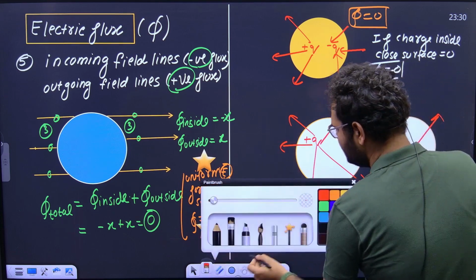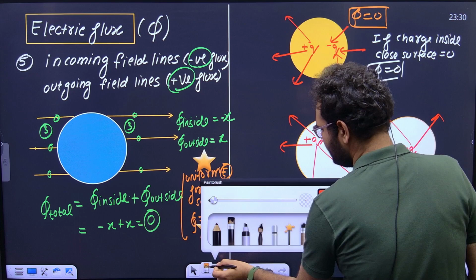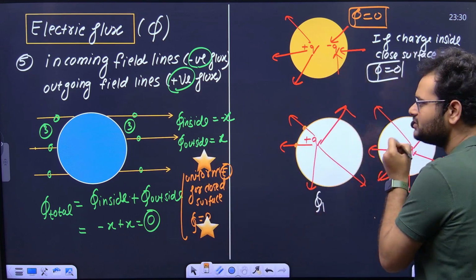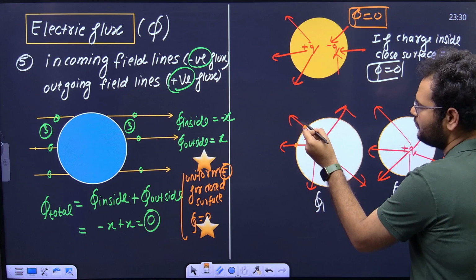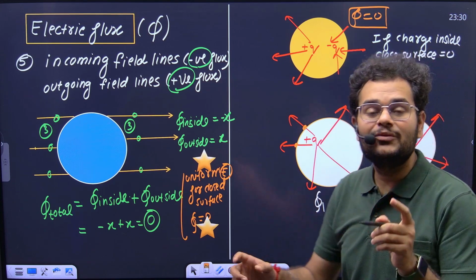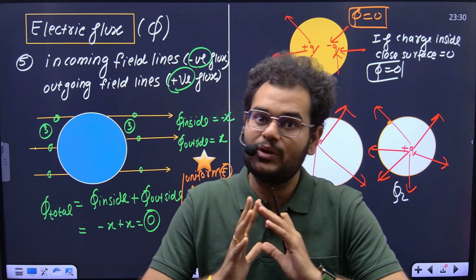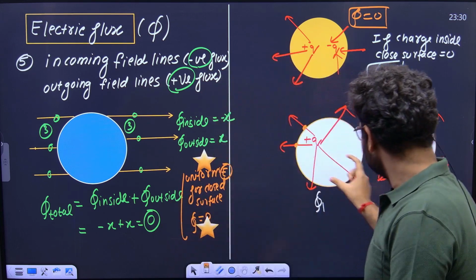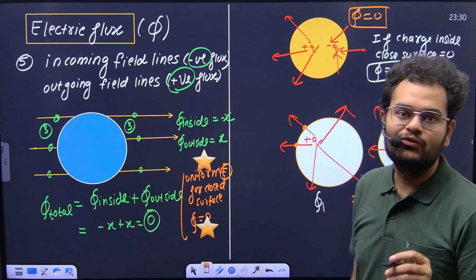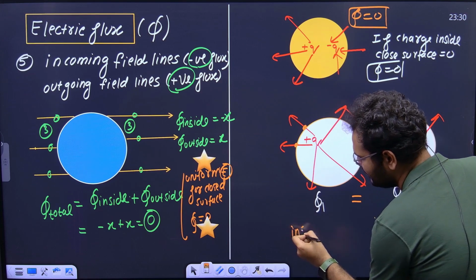See, one thing should be very conceptually clear to you. What? That field at this point and this point is different for both the charges. So if I compare the field for this point and this point, the field will be different, but for flux what matters is the number of field lines crossing perpendicular to the area. So number of field lines are same here, so I will say phi1 is equal to what? Phi2.